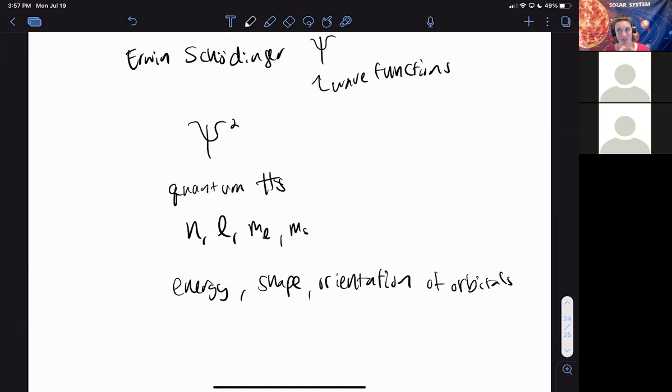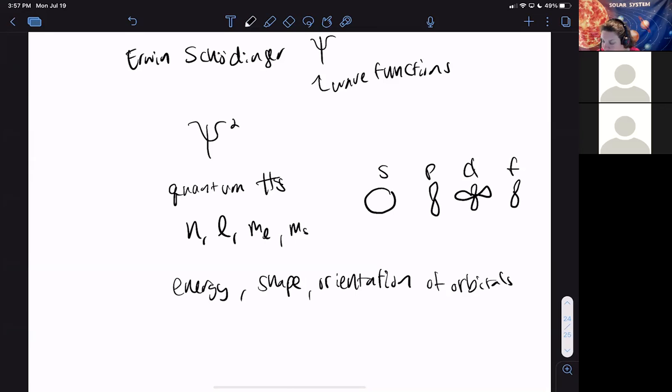And these orbitals are different from Bohr. Bohr just thought about kind of like a planetary model where an electron orbits the nucleus. But with this, we get a probability function. So we have our s orbital, a p orbital, a d orbital, and an f orbital. And these shapes are the probability of finding an electron once we know its energy.